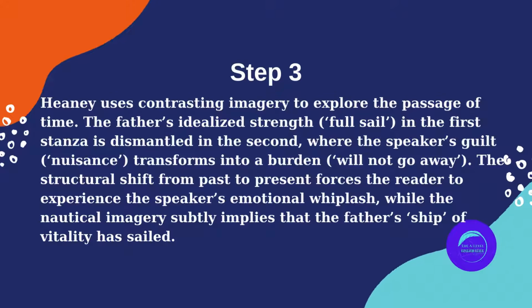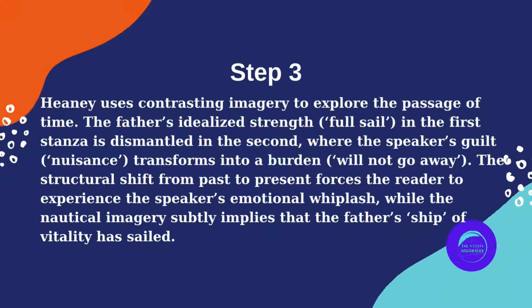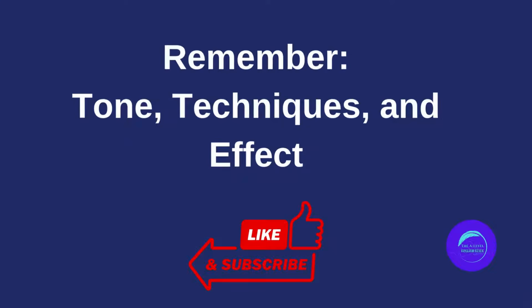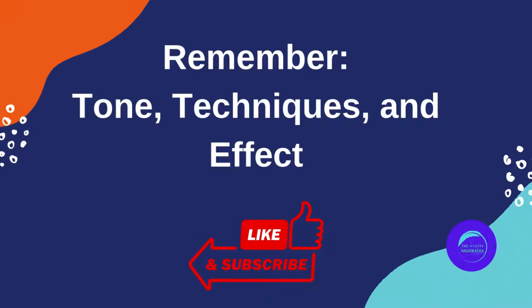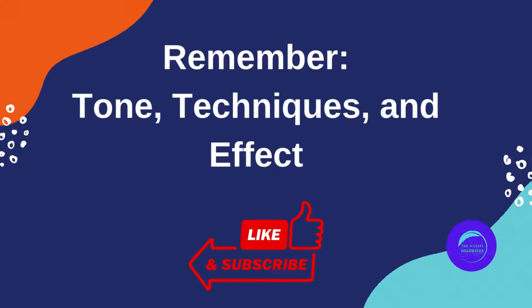The father's idealised strength, full sail, in the first stanza is dismantled in the second, where the speaker's guilt, nuisance, transforms into a burden, will not go away. The structural shift from past to present forces the reader to experience the speaker's emotional whiplash, while the nautical imagery subtly implies that the father's ship of vitality has sailed. Why this works? We've connected every technique to the poem's exploration of aging and regret. No vague statements in sight.